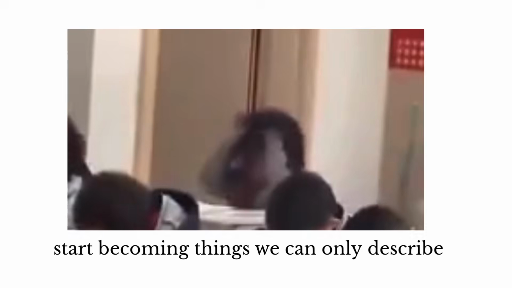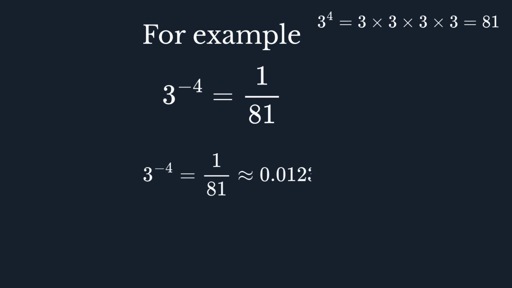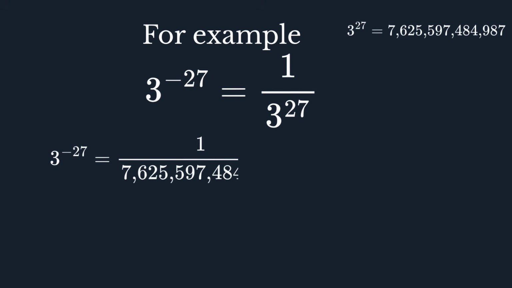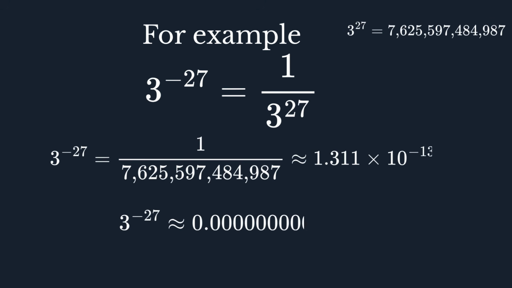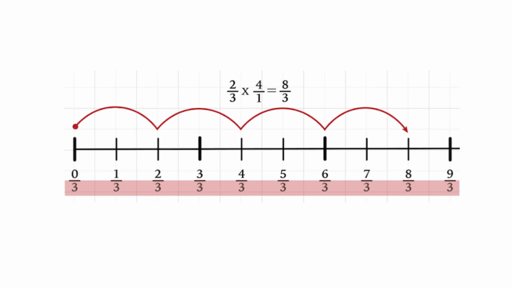This is where numbers stop being things we can picture and start becoming things we can only describe. For example, 3 to the power of negative 4 is 1 divided by 81, which is about 0.0123. That's still a number we can grasp. But push b further. 3 to the power of negative 27 is a number with a decimal point followed by more than a dozen zeros before a single non-zero digit appears. Shrinking a number this many times results in a fraction so tiny that it's hard for us even to picture it on a number line.